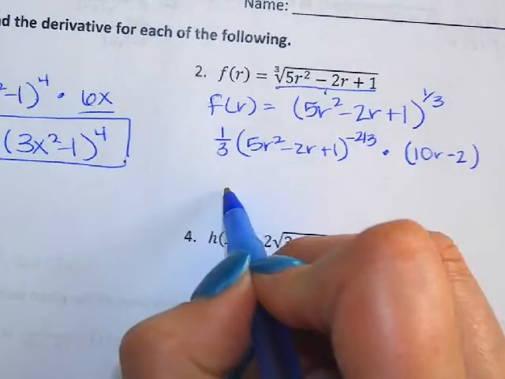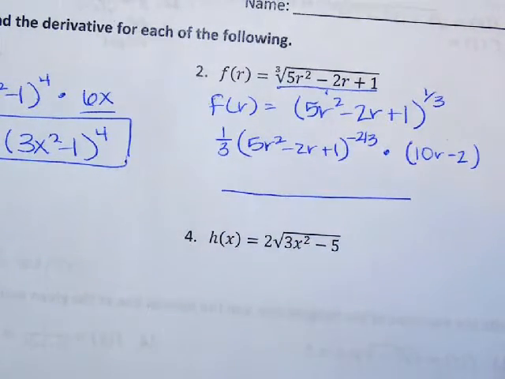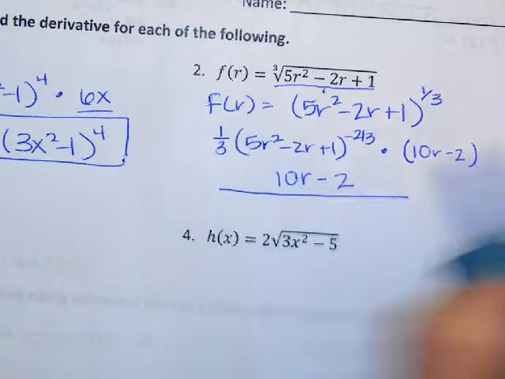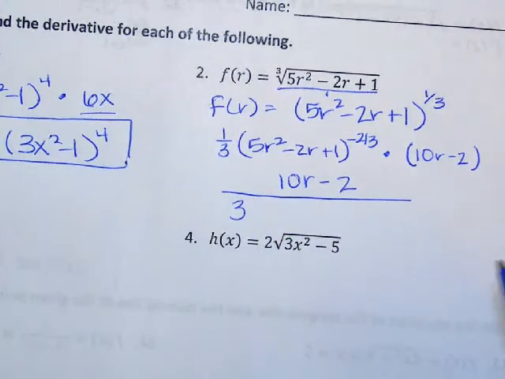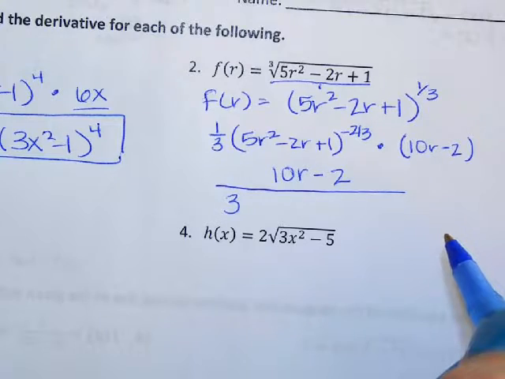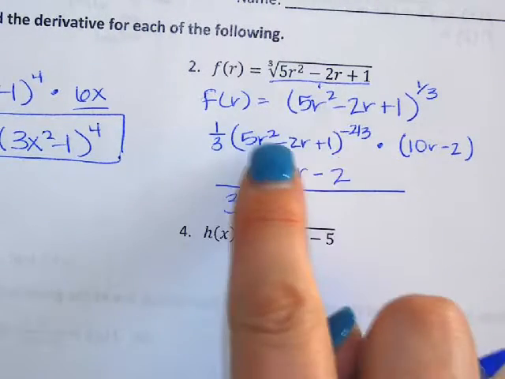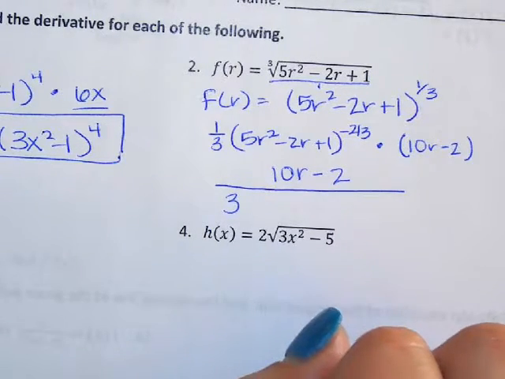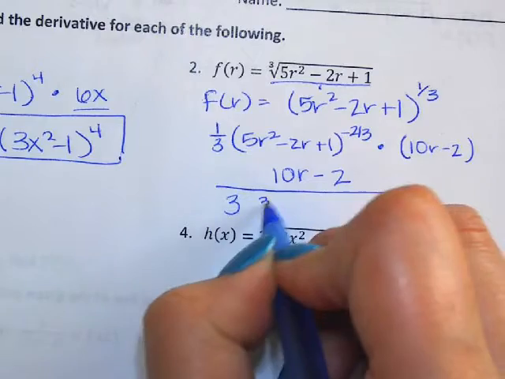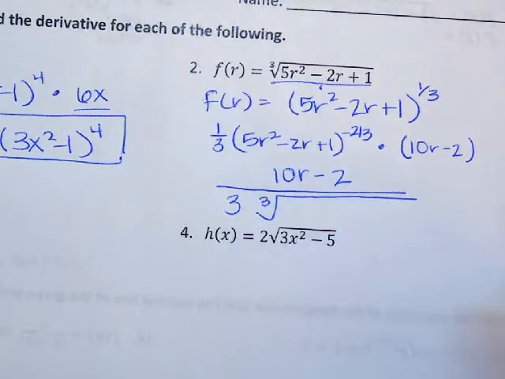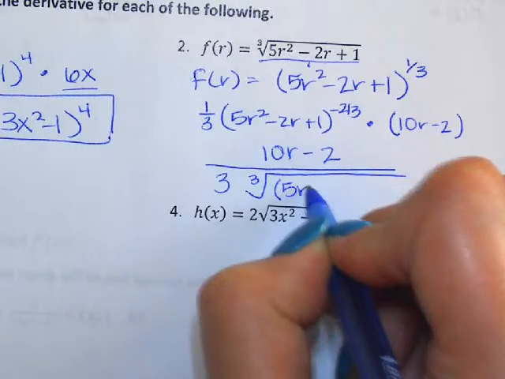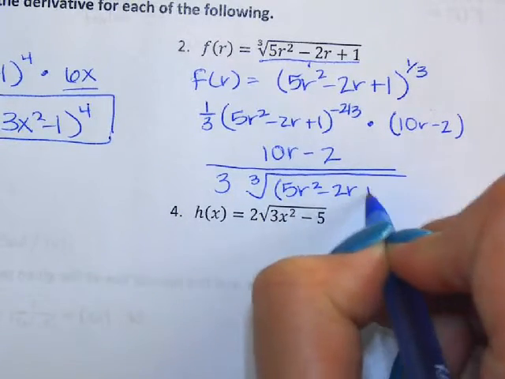So I'm going to write this as a fraction. He said to put the 10r minus 2 on the top. We're going to put the 3 on the bottom from the 1/3. And then this stuff on the bottom is to the 2/3 power. What does the 2/3 power mean? Cube root. So I'm going to say cube root on the bottom. And then I have all the stuff inside, 5r squared minus 2r plus 1.